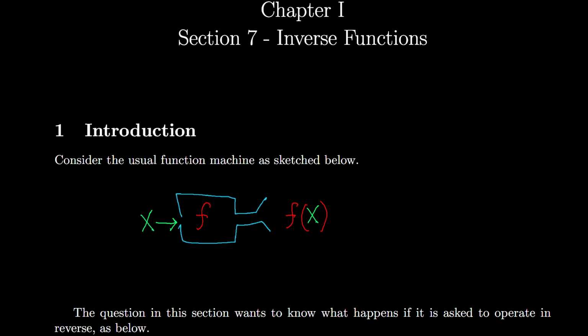All right, so let's talk about 1.7 here, inverse functions. Let's look at the introduction. It says, consider the usual function machine as sketched below. So you've got some function, f, and we're going to shove an x into this function f, and what we get out is the f of x output. That is, we have our input over here and our output over here. And remember, you can just as easily call this y. All right?